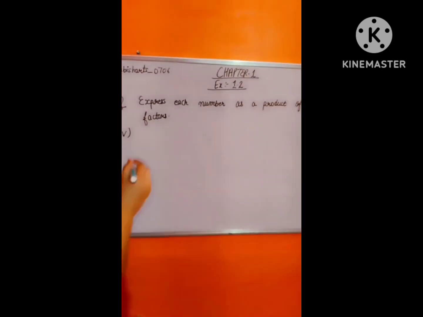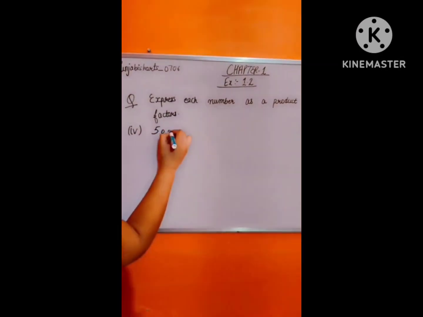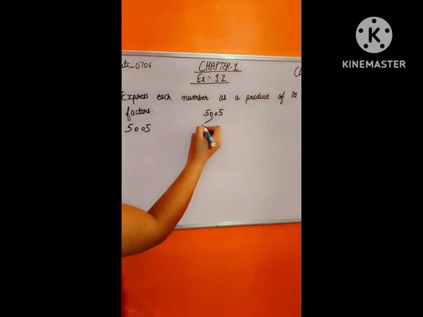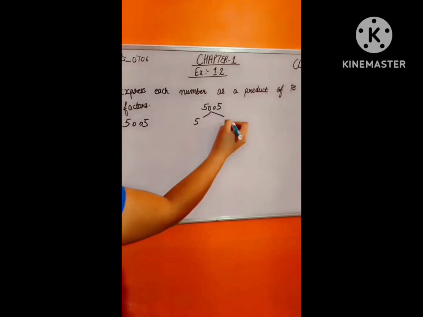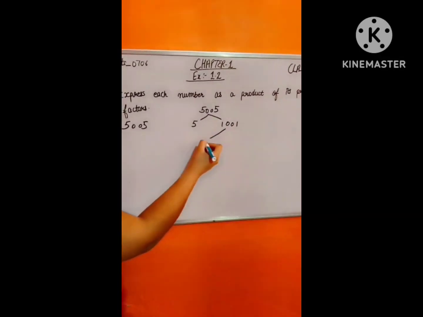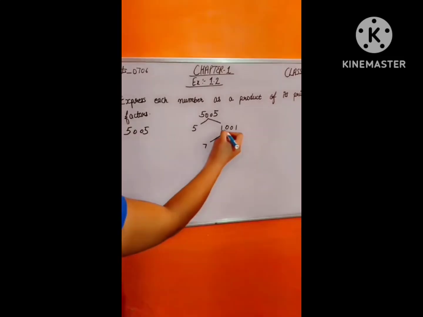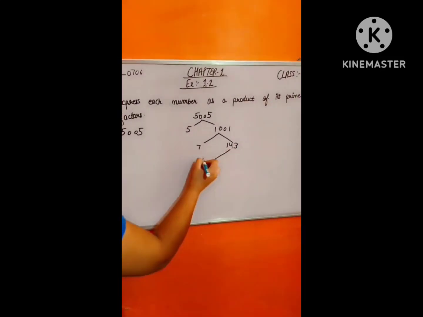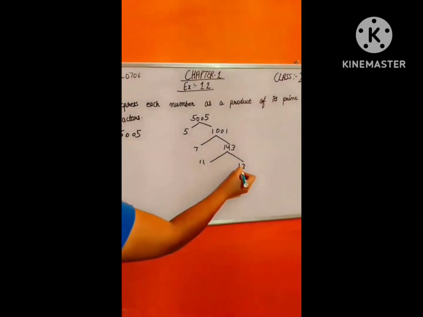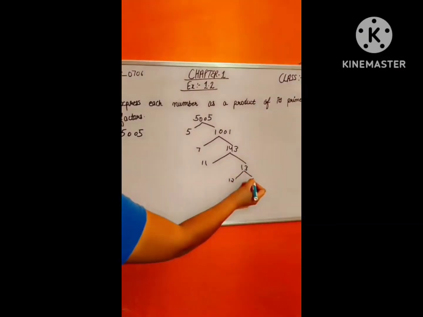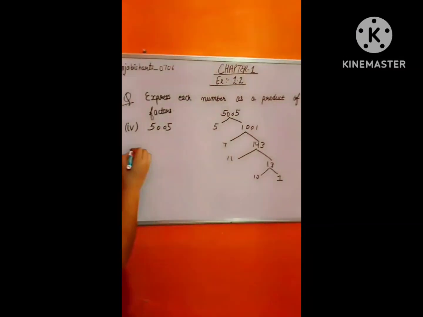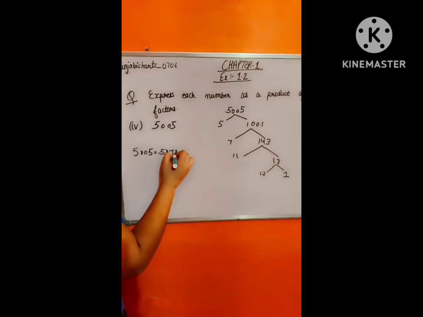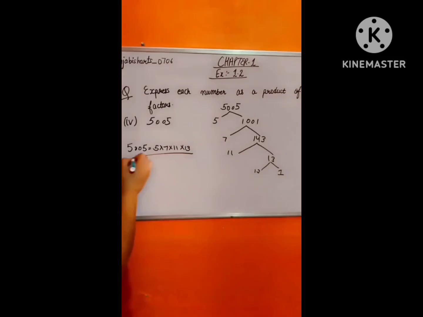Now fourth part, 5005. So 5005 can be written as divided by 5, 1001. Now by 7, 143. By 11, 13. Now 13, 1. So 5005 can be written as 5 into 7 into 11 into 13.